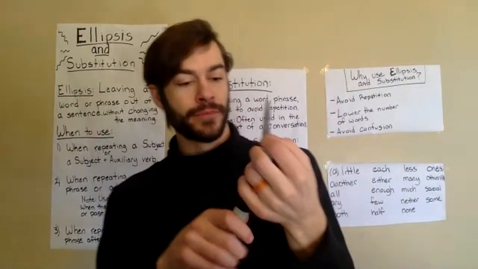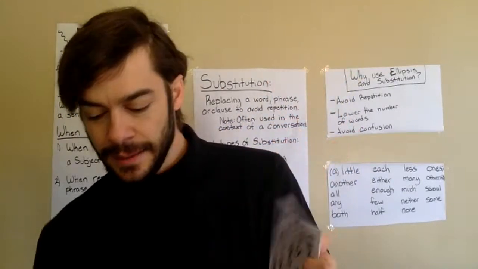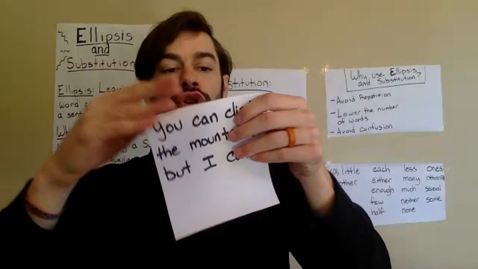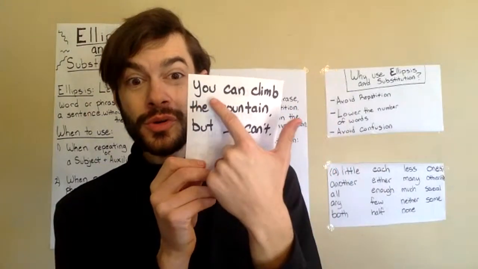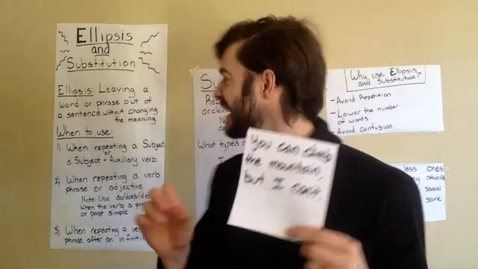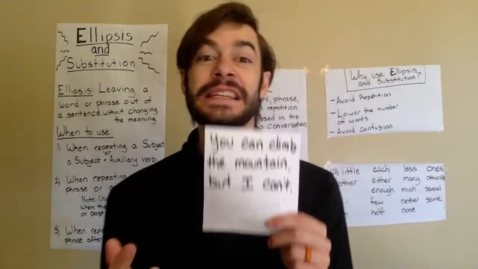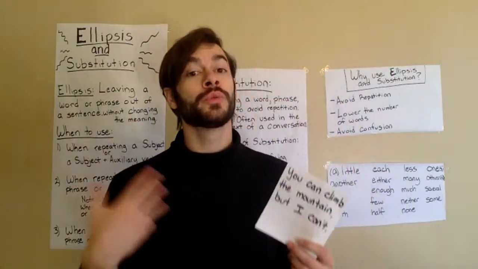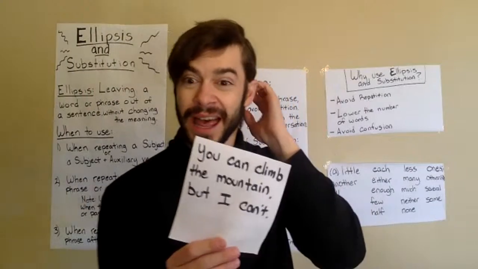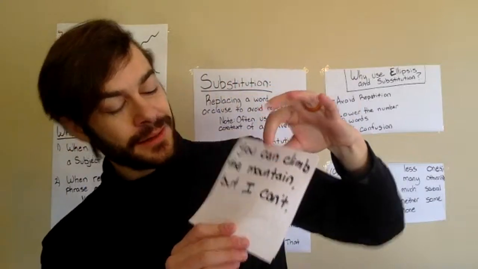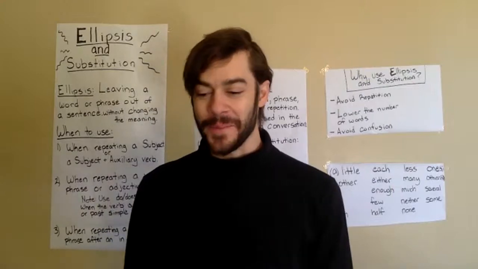We can go ahead and remove our verb phrase, "climb the mountain," and it becomes, "You can climb the mountain, but I can't." We take that entire repeating verb phrase out of the sentence. It makes it much easier because your listener or your reader knows that you're saying "climb the mountain." You can put that in your head. We know that you're talking about "can't climb the mountain." Very good. Okay, let's continue.